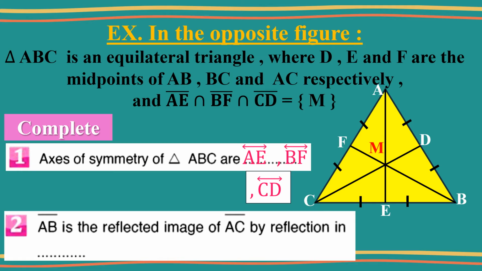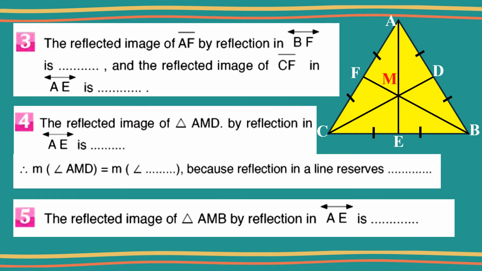Number 2, AB is the reflected image of AC by reflection in AE. Number 3, the reflected image of AF by reflection in BF is CF, and the reflected image of CF in AE is BD.